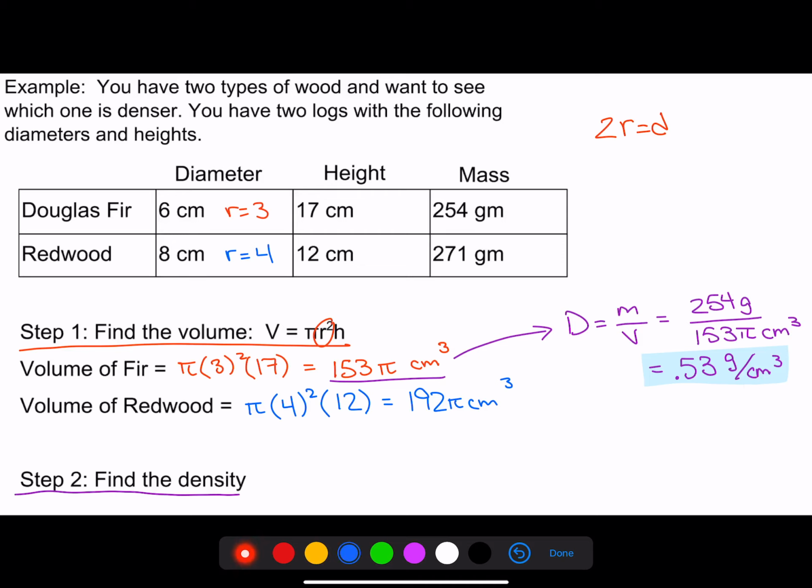Now, I put parentheses on the calculator when I did this bottom one to make sure that it multiplied 153 by pi first. So make sure that you put parentheses on your calculator for these.